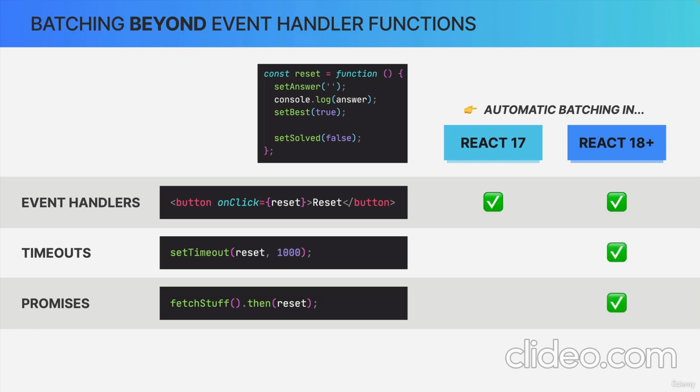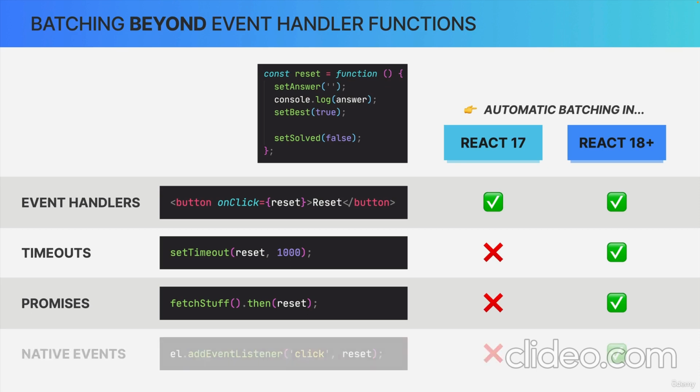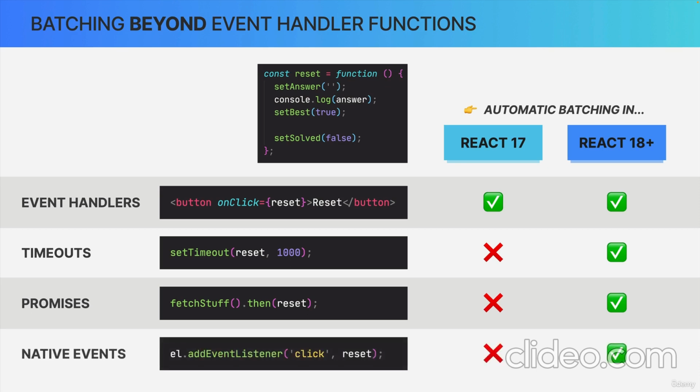Well, that's actually one of the important features that React 18 gave us. So before React 18, if this reset function was called by a timeout or by a promise, state updates inside the function would not be batched. Instead, in these situations, React would actually update the state variables one by one, and therefore, in this case, render 3 times. Now, another case is handling native events using DOM methods such as addEventListener, where state updates also used to not be batched, but now they are.